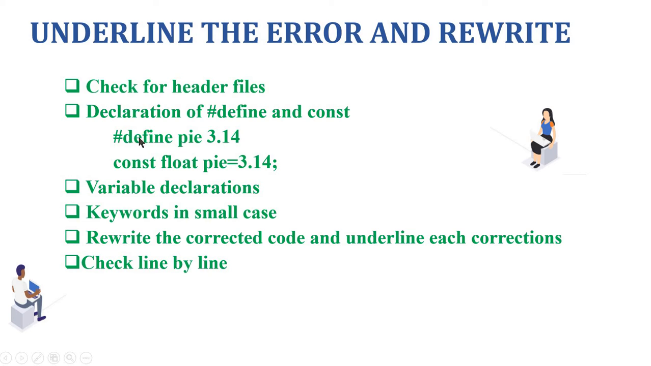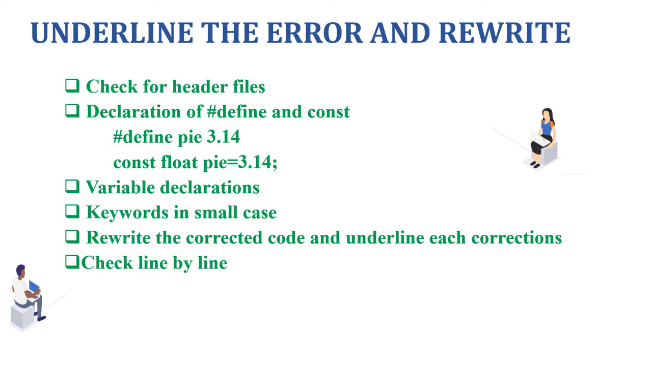So look at this example: hash define space pi is the name of the variable, space, value is 3.14. There is no equal to and no semicolon in hash define. But in constant, const keyword, space, data type of the variable, pi, which is equal to the value 3.14, and it should be terminated using semicolon. So for declaration of hash define and constant, you have to be very clear.